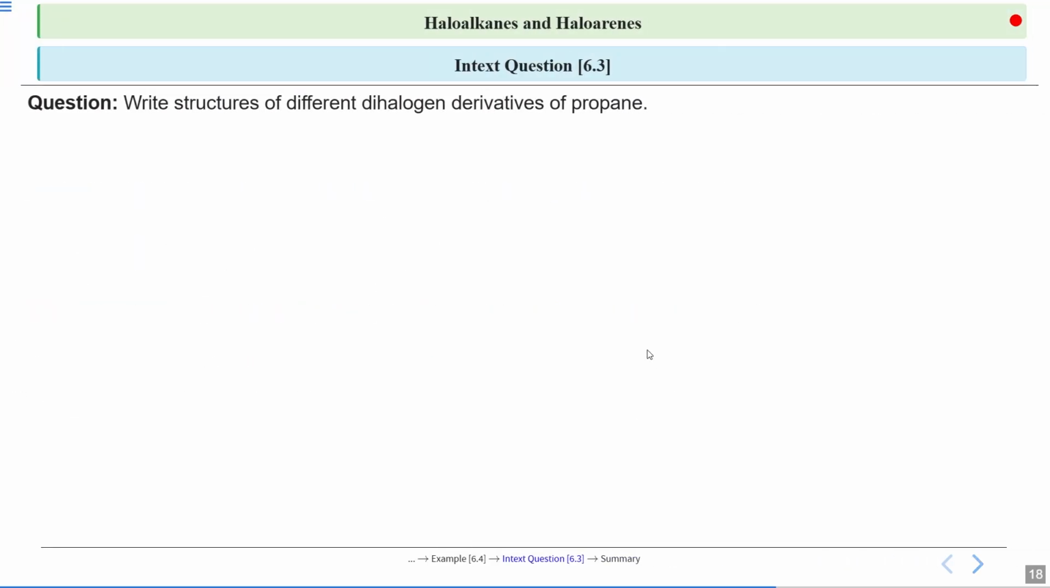Okay, let's see an in-text question now. The in-text question 6.3. The question is, write the structures of different dihalogen derivatives of propane. So you have given some time, try to solve this question and then we will see the correct answer.